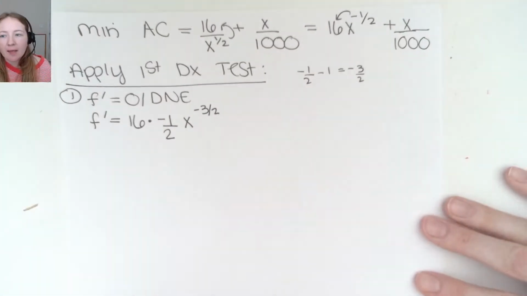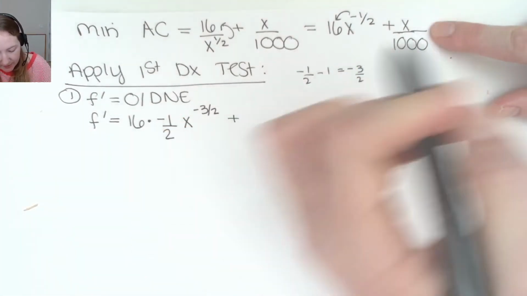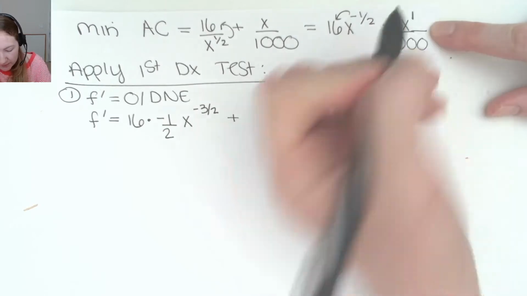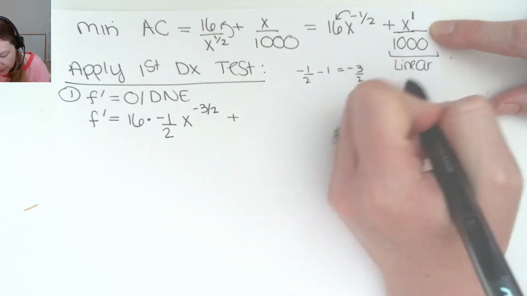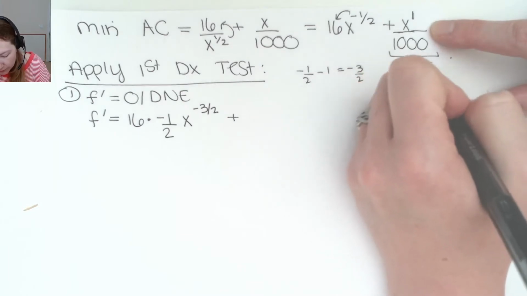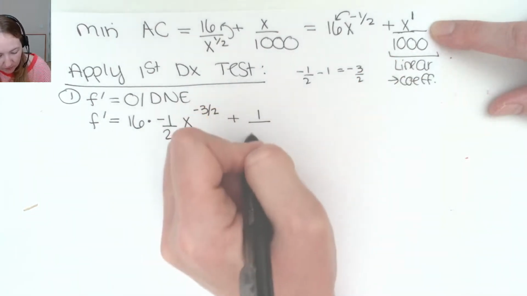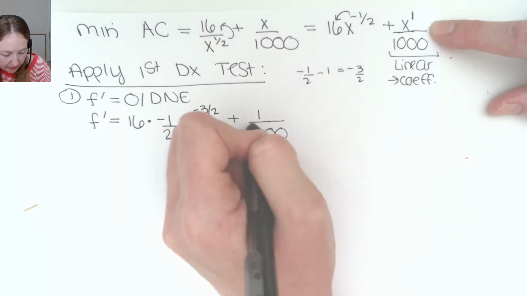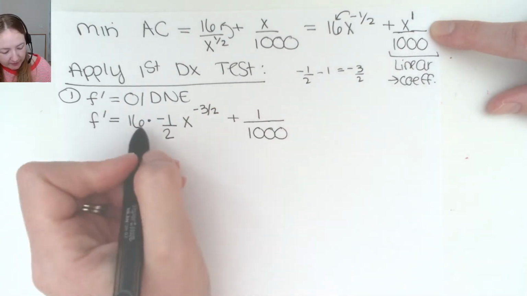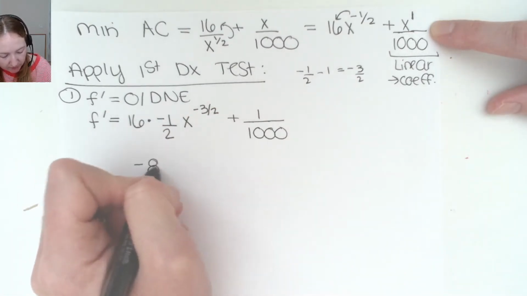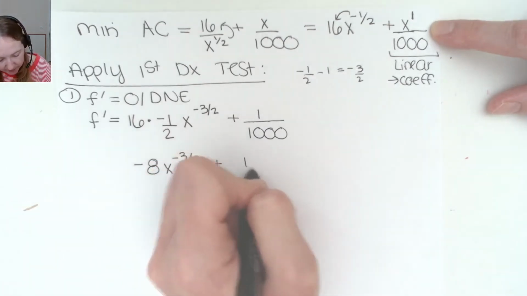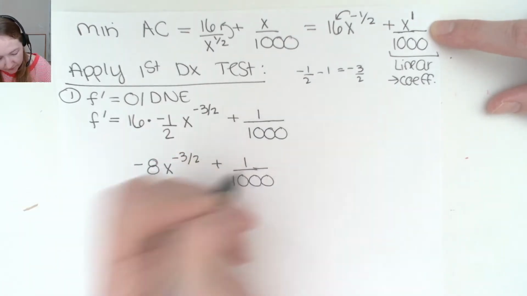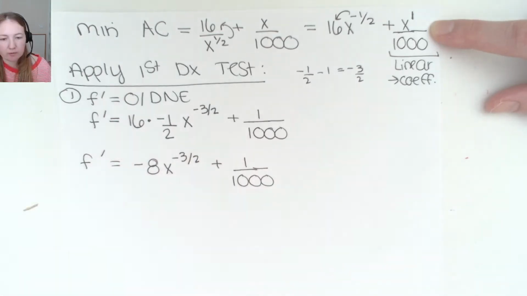And then I have this plus x over 1,000. That x over 1,000 is a linear term, so its derivative will go to the coefficient, which will be 1 over 1,000. Simplifying this, 16 times negative 1/2 gives us negative 8x to the negative 3/2 plus 1 over 1,000. And that is my first derivative.